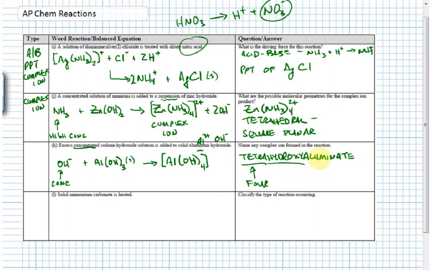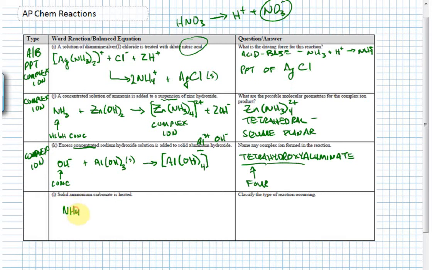All right, last one. Solid ammonium carbonate is heated. All right, we'll go back to this one. This is another complex ion, first of all. Finally, ammonium carbonate is heated. Notice no other reactant is given. This tells you this must be a decomposition reaction.